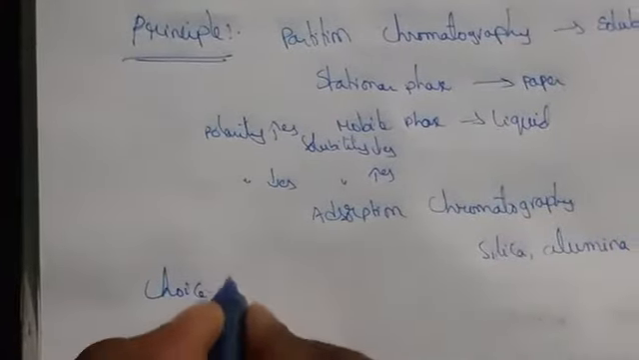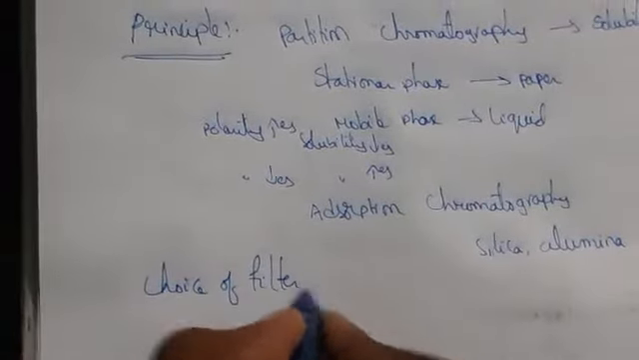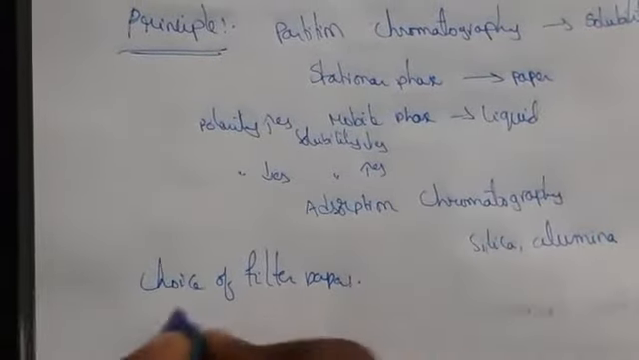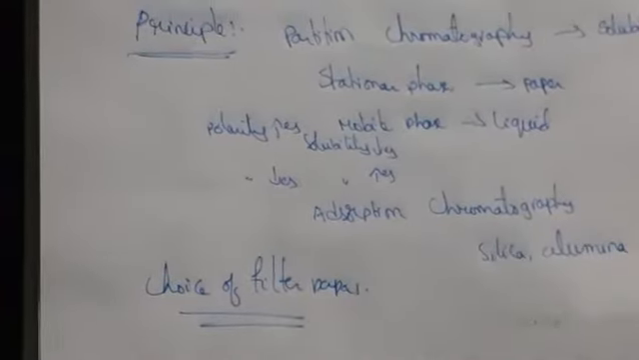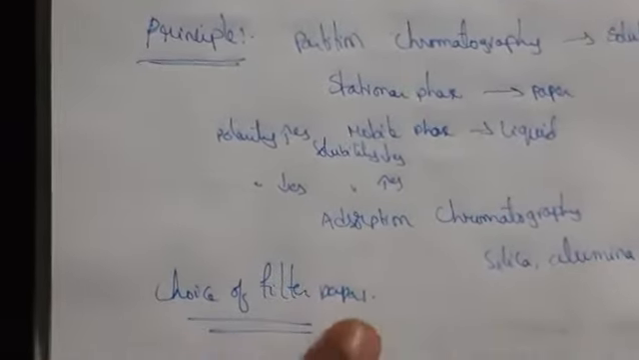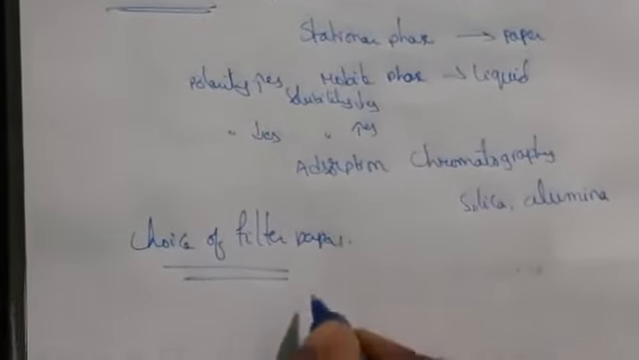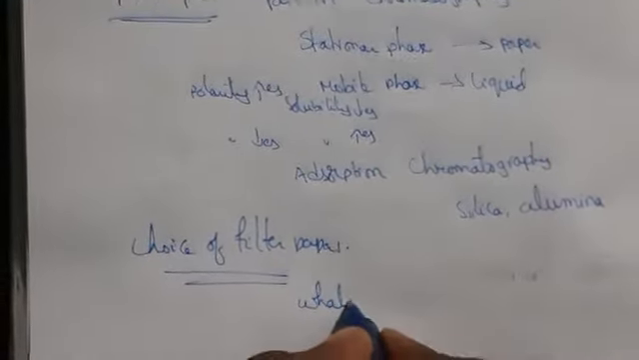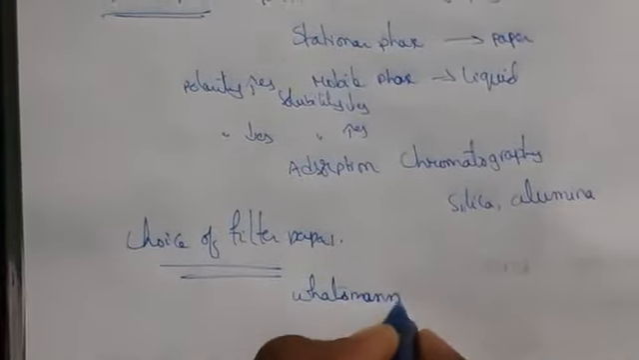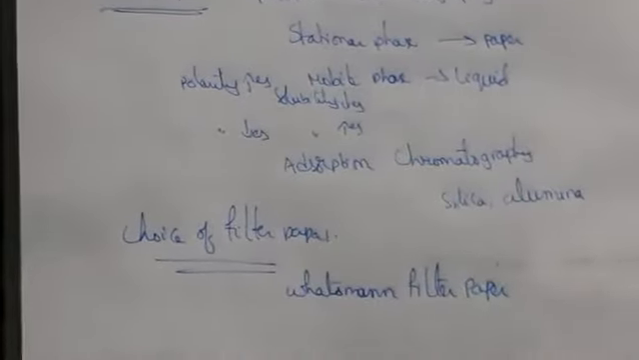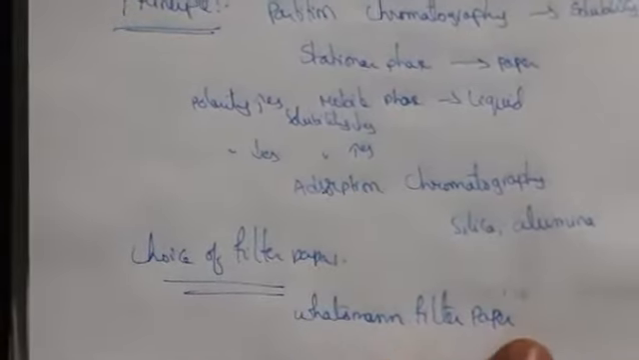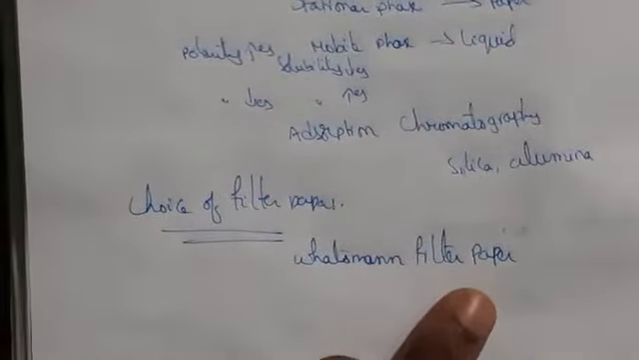And coming to here, which type of filter paper do we have to take? The choice of filter paper. So which type of filter papers can we take here? The paper used in the paper chromatographic technique is mainly Whatman filter paper. What filter paper are we using here? We are using Whatman filter paper.